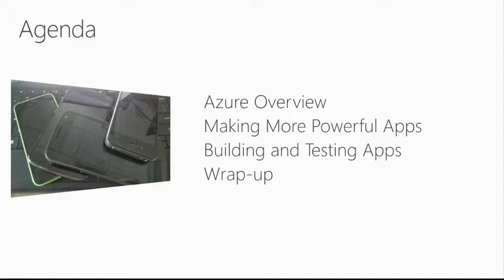So let's go ahead and get started by going over the agenda for this session. The first thing we're going to do is a quick overview of Azure, just a high-level view of what it is in case you're not familiar with it. And then we're going to focus on two different things. Making more powerful apps, so services that can help you build better applications. And then building and testing apps, so services that can help you build out your applications, whether that's building them, testing them, running them, etc. And then we'll wrap up with a quick summary, and I'll provide a few ways to contact both myself and some of the teams that work on stuff relative to what we're going to be talking about today.